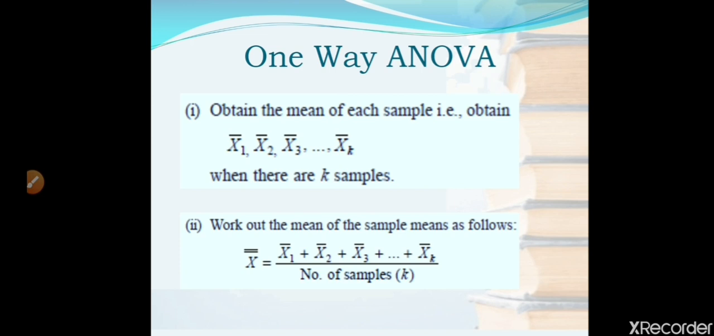Second step is work out the mean of the sample means. So we have calculated the mean of all the samples. Then we will find out the grand mean, which is the mean of all these values x1 bar, x2 bar, x3 bar. So their mean is calculated and it is designated as x double bar.